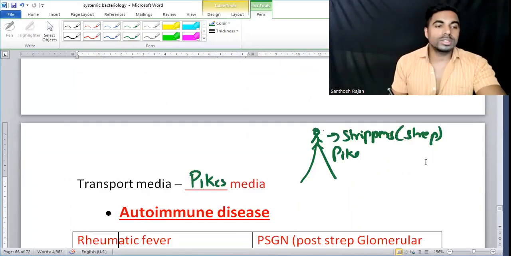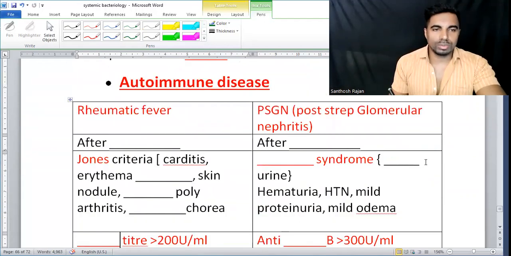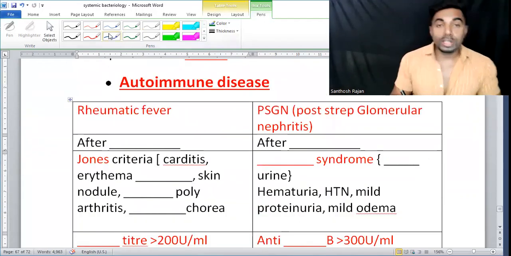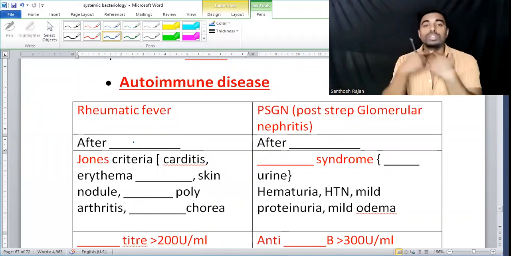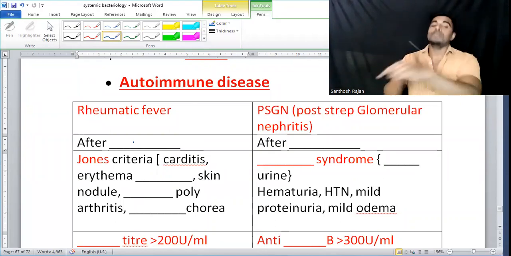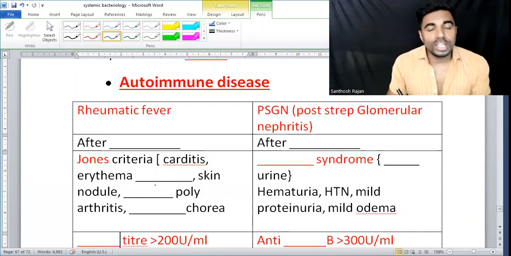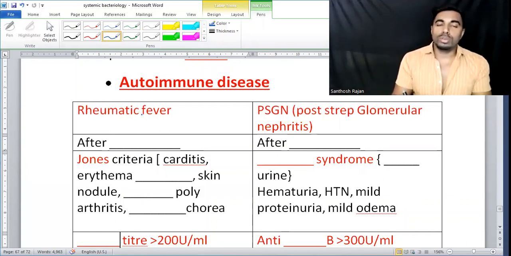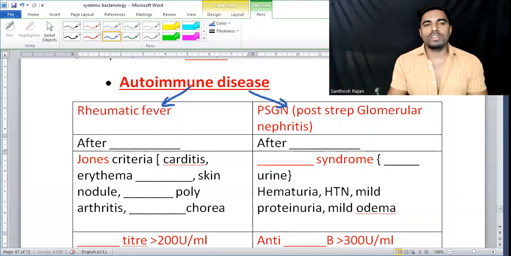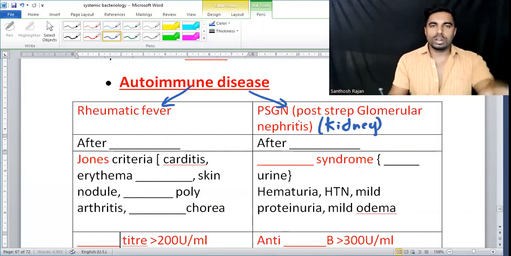Now in autoimmune diseases you have rheumatic fever and PSGN, post-streptococcal glomerulonephritis. When you have a Streptococcus pyogenes infection, either throat infection or skin infection, but repeatedly, as I get the throat infection, what happens? Your body will produce autoantibodies and we will have autoimmune disease. What is the autoimmune disease? Either it is rheumatic fever or post-streptococcal glomerulonephritis. That means in your kidney. The kidney can be affected, otherwise in rheumatic fever many organs are involved.